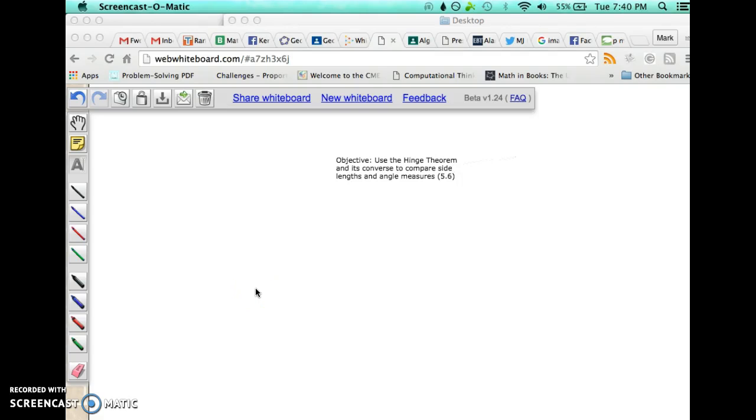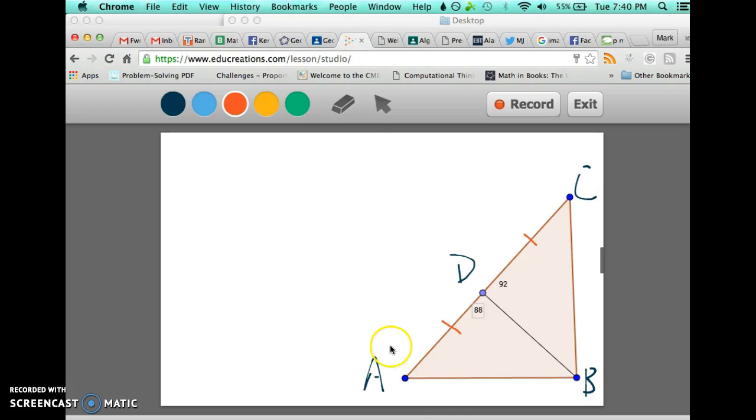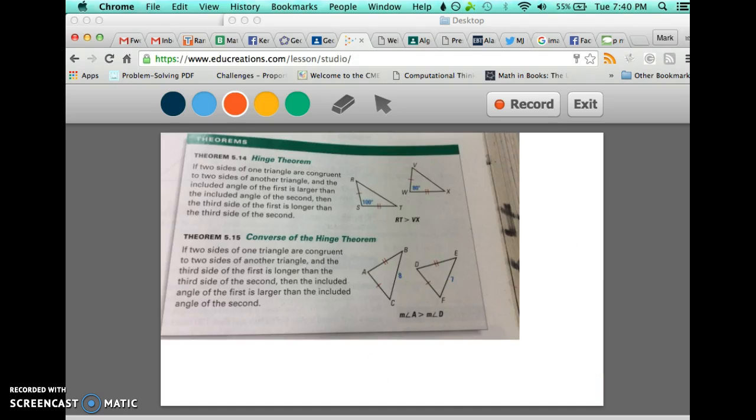Okay, this section is about the Hinge theorem, and that's in section 5.6, so you can use it. It's very similar to the triangle inequality that we studied in section 5.5, but it involves more than one triangle.